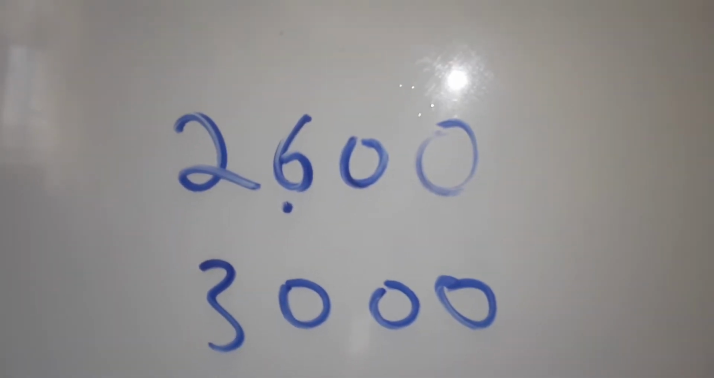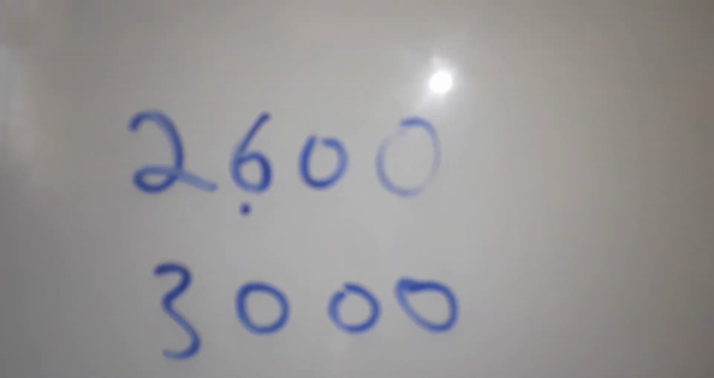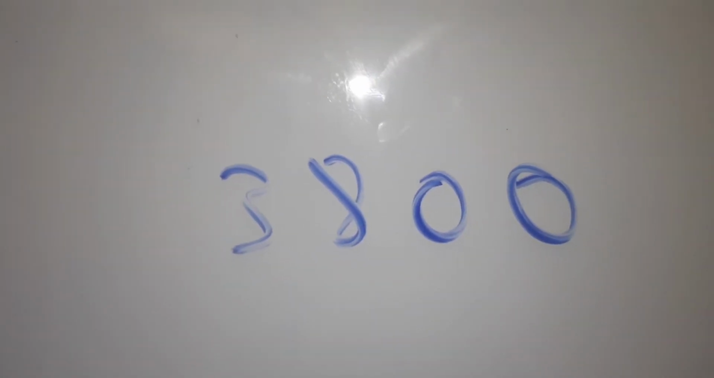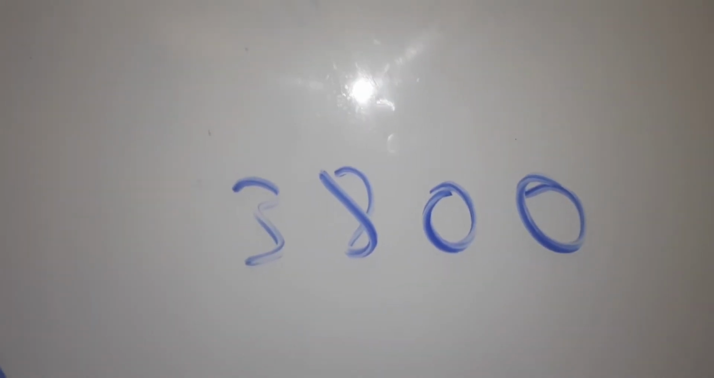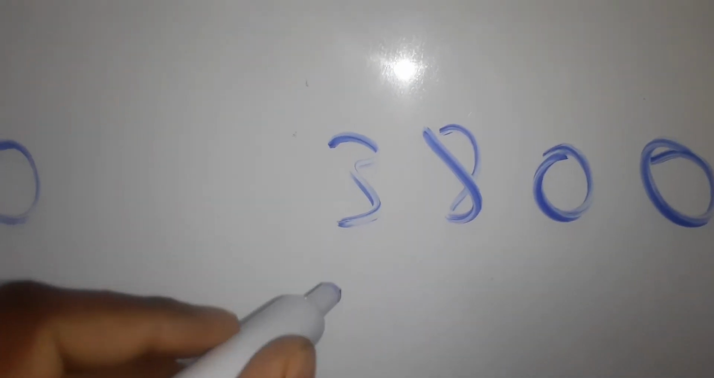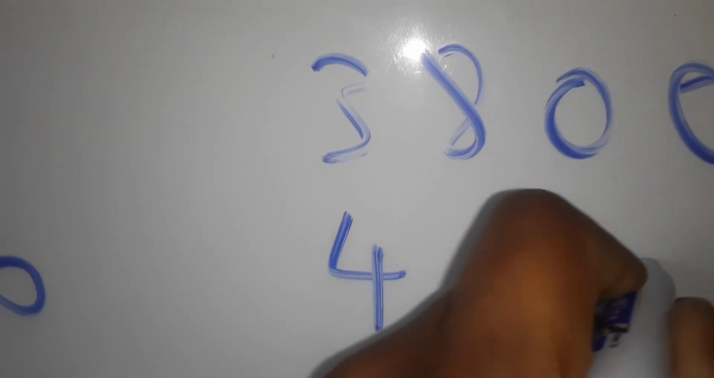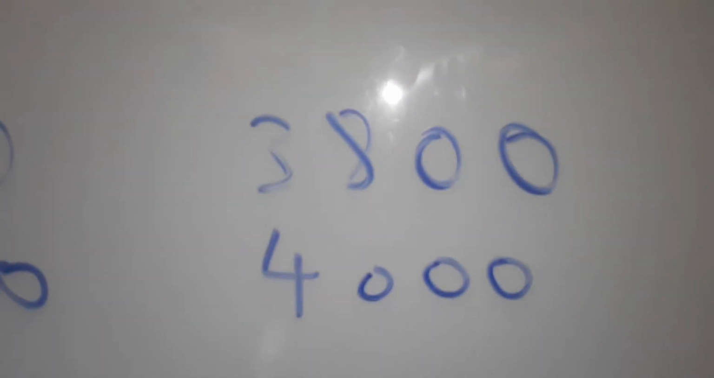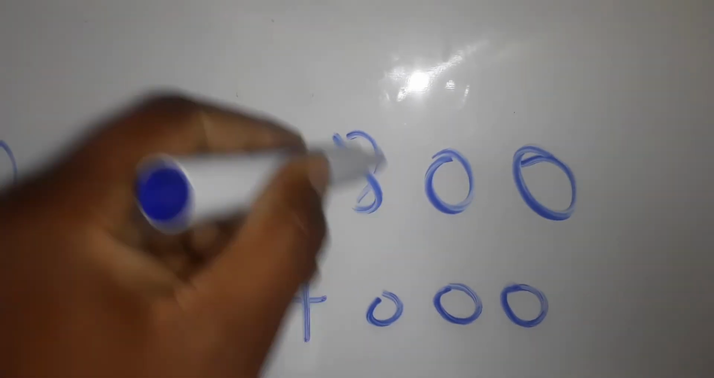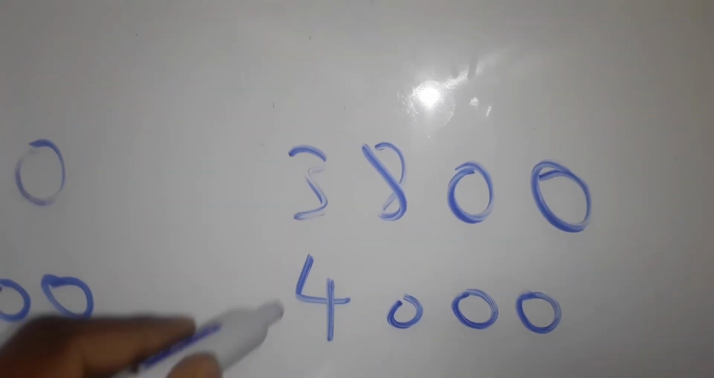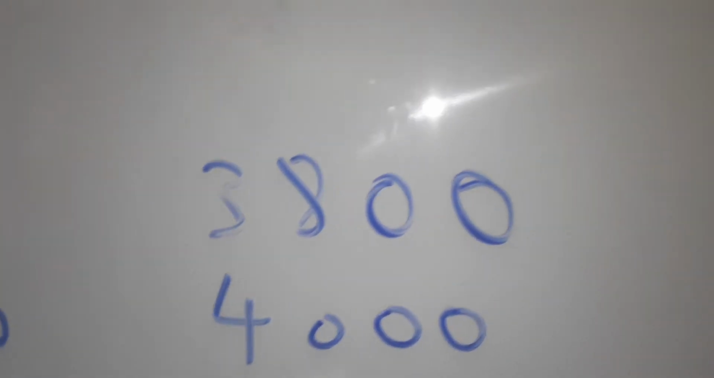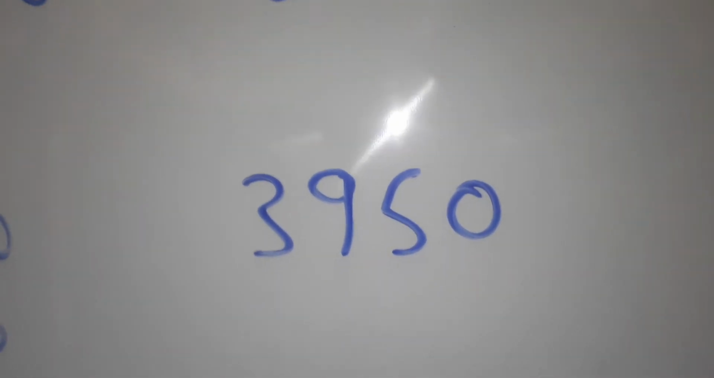Alright. So you got how we did this one. So let's look at another example. So in this example, we're having 3,800. So this 8 will change this 3 to 4. Now we have what? 4,000. This is how easy it is to round off. So if it's greater than 5, it changes this number. The 3 changes into 4. Then we have 4,000.